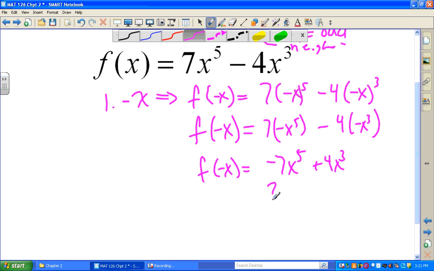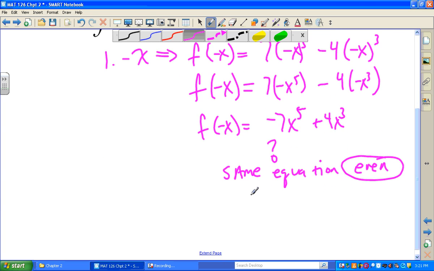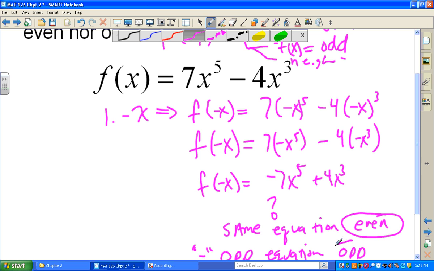Then you ask yourself a question. Is that the same as what I started with, the same equation? If it is, your answer is it's an even function. If, however, it comes out with the opposite of the equation you started with, meaning negative, then it's an odd function. In this case, then it's an odd.